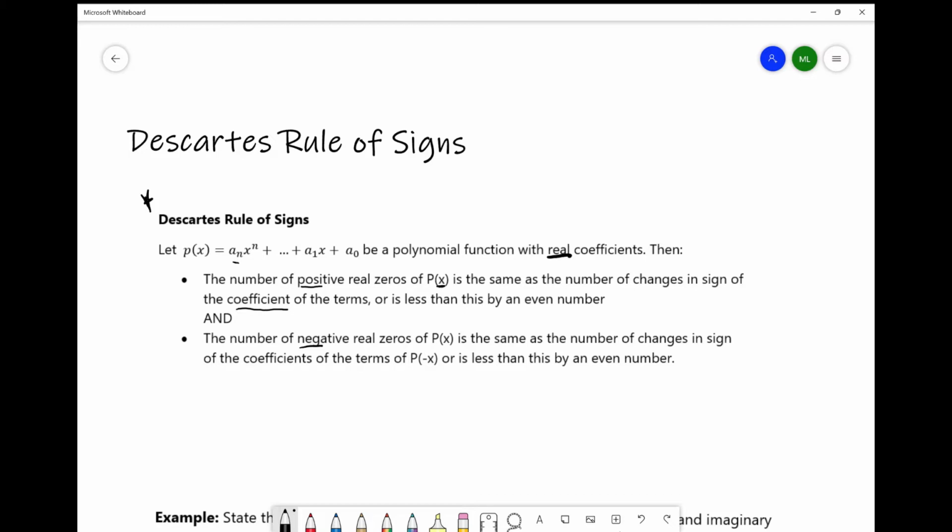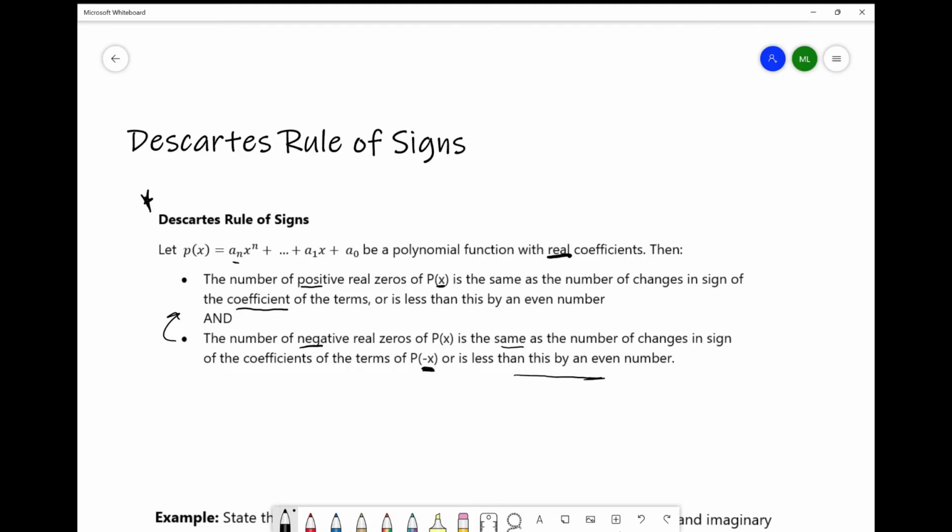And then the next one is if I want to figure out the negative real zeros. I'm counting the number of changes in sign of the coefficients of the terms, the same as the first one, except this time I'm plugging in negative x. Here I didn't touch x at all. X stays the same, but now I'm doing it for negative x, and it's either the same or less than this by an even number.